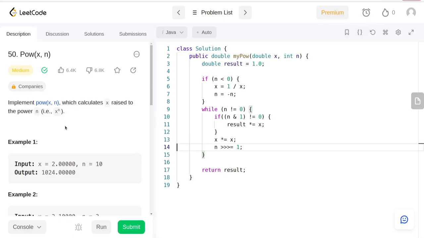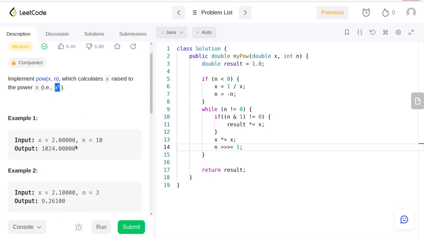Today we're going to be working on another Amazon interview question. This is Leetcode question number 50, power of x and n, which means x raised to the power n. So in this example, when x is 2 and n is 10, the answer is going to be 1024.